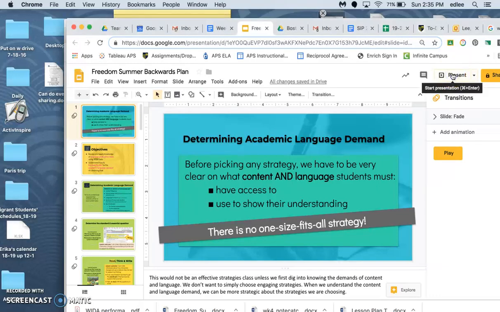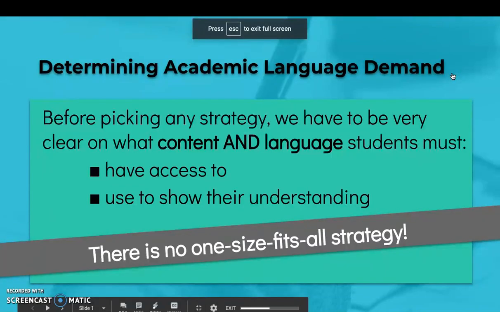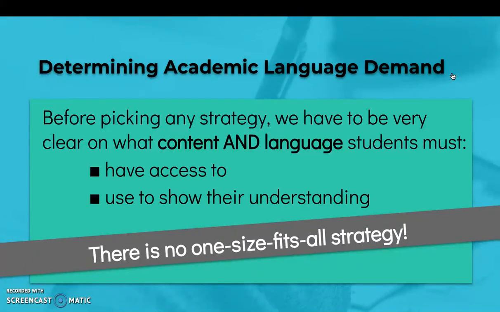Before we think about the flow to our lesson or what strategies we are going to use, we have to determine the academic language demand that students will need to be successful with the objectives that we want them to reach. When we think about this, we want to think about both the language and the content students must have access to, as well as the language that they need to show their understanding. It's both the receptive and the expressive pieces that we need to look at.